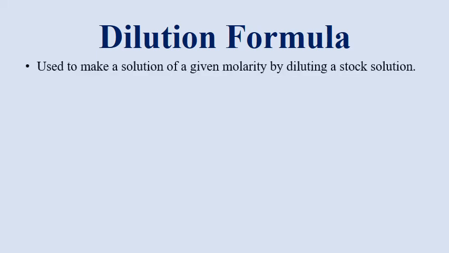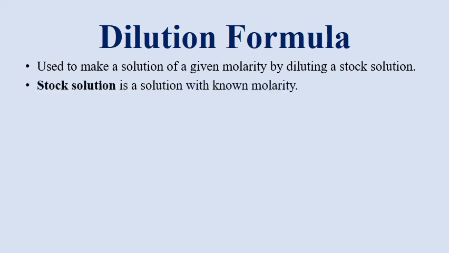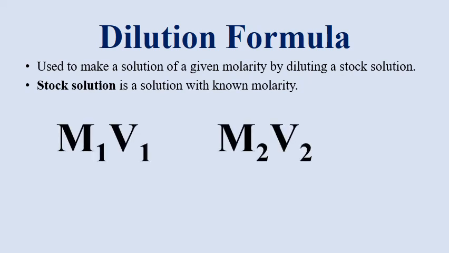Based on this definition of concentration, there is a formula that is used for dilution of solutions in chemistry. This formula is used to make a solution of a given molarity by diluting a stock solution, and a stock solution is a solution with known molarity. Usually it is a solution that has a higher molarity and needs to be diluted. This is the formula used for diluting a stock solution.